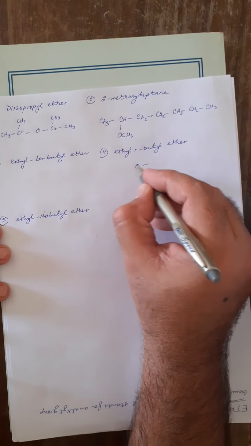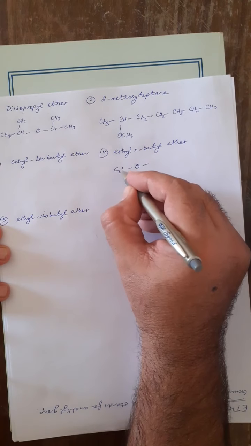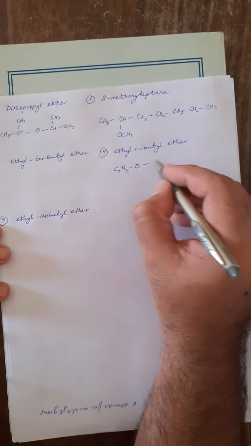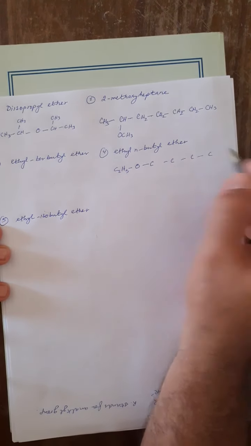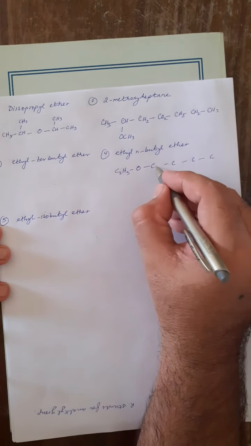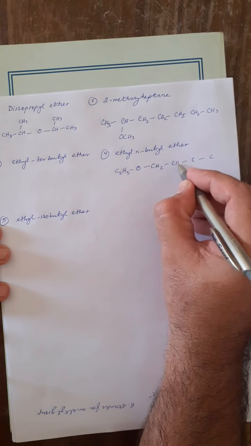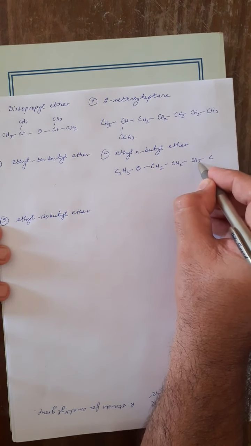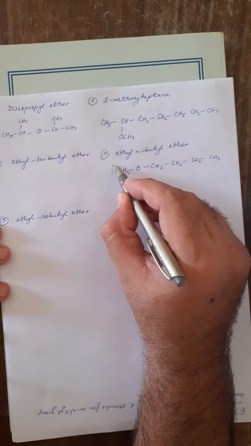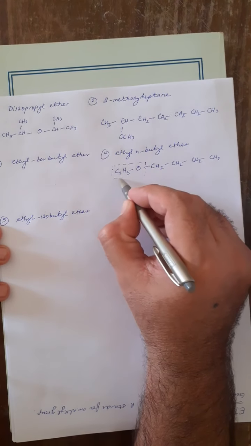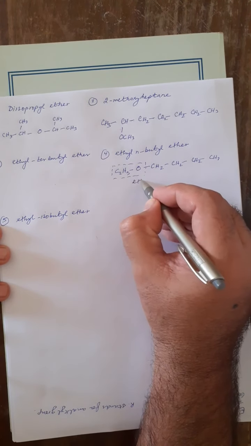Oxygen, one side, C2H5. Other side, 1, 2, 3, 4, straight, because this is N-butyl. And the hydrogens can be filled in afterwards. This, my friend, in the IUPAC naming, is ethoxybutane. Am I right?